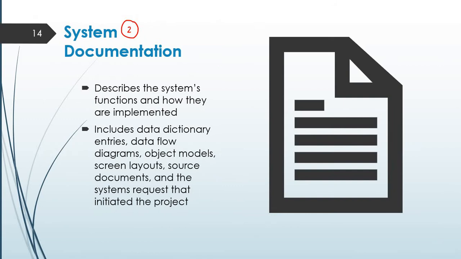Next, we go to the system documentation. Because of the name, system documentation describes the system functionality and how it is implemented. In terms of system functionality, it includes data dictionary entries, data flow diagrams, object models, screen layouts, source documents, and the system requests that initiated the project.